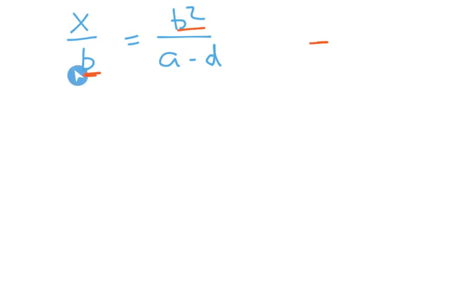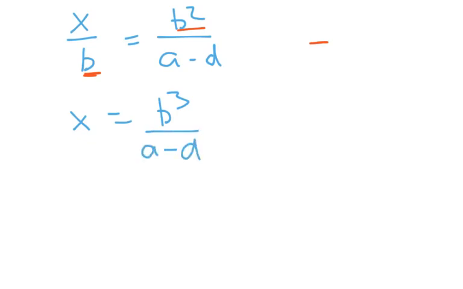Okay, and one more that I like to look at, and it's x over b is equal to b squared over a minus d. And we want b to be the subject of the formula. Now I have a b squared over here, and I have a b on the bottom. So I'm going to multiply both sides by b to get this b off the bottom. So that's going to give me x is equal to b multiplied by b squared, which is b cubed, over a minus d.